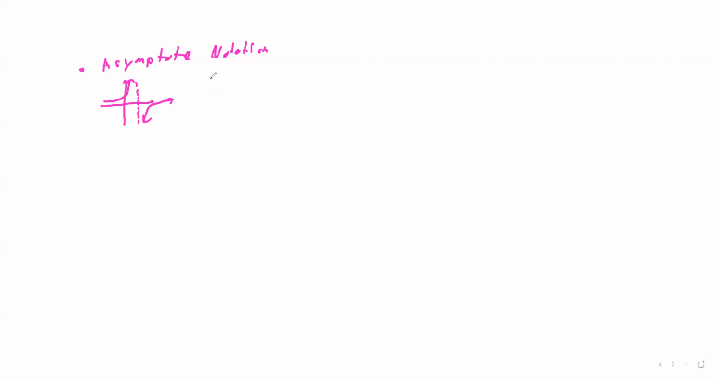If I want to know what f of x is doing when x approaches c from the left side. So when you see this icon here, this is the left side of c. And if you see something like this, where it's c from the right side, that's a little plus sign, this would be the right side of c.